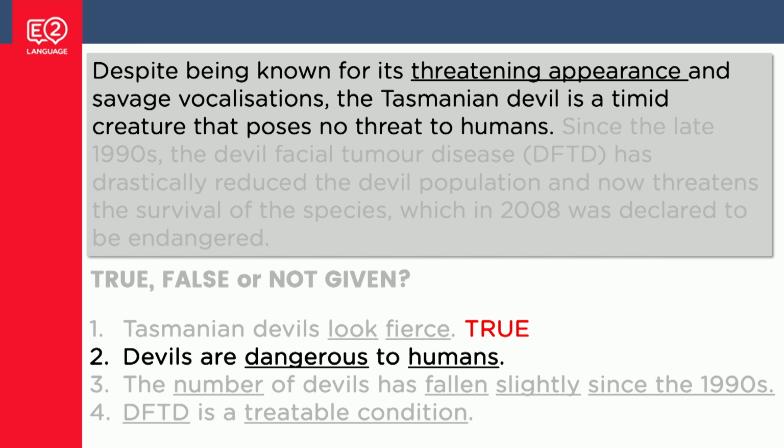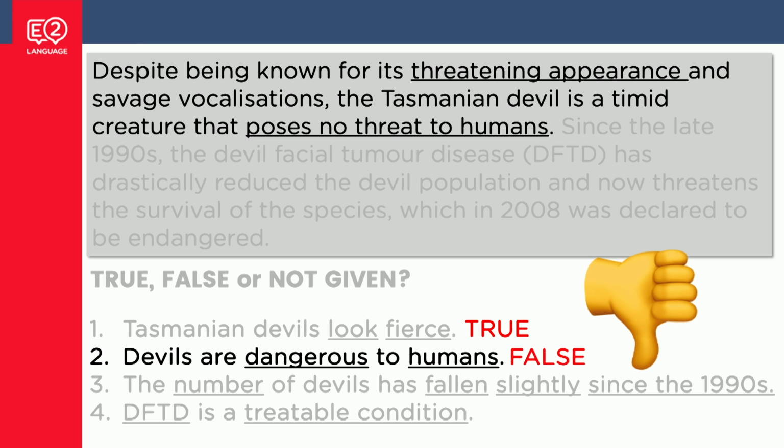Question 2. Devils are dangerous to humans. I scan, looking for dangerous, looking for humans. I can see here threat, humans, and it's in the same sentence. The Tasmanian devil is a timid creature that poses no threat to humans. So are devils dangerous to humans? No, they're not. This is false.